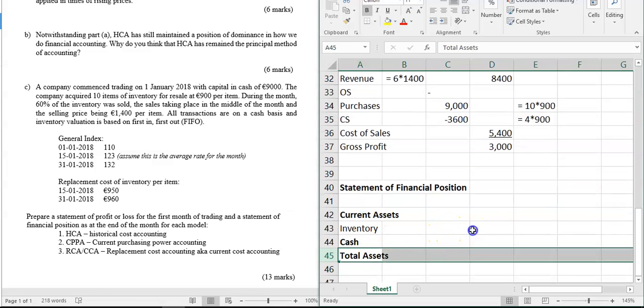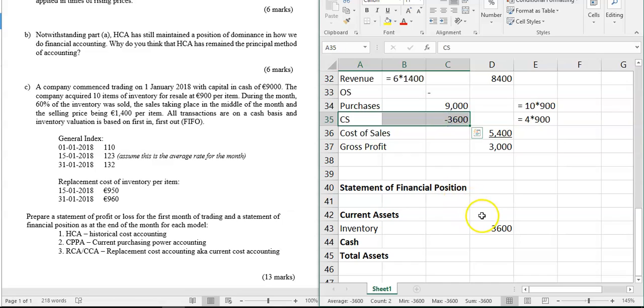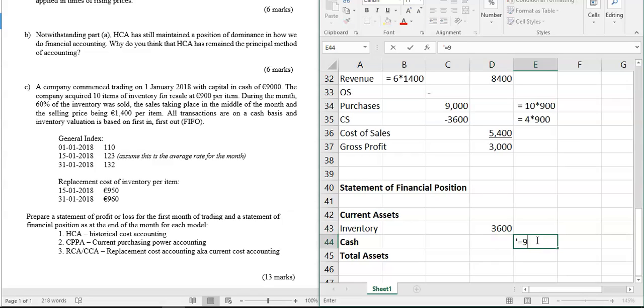So the inventory here, remember you've done this already. The inventory is the closing stock from the P&L. You're valuing it at 4 times 900, which is 3,600. Your cash, you started with 9,000. You made purchases of 9,000. And then you made sales of 8,400. So you're going to have 8,400 left in cash at the end of January.